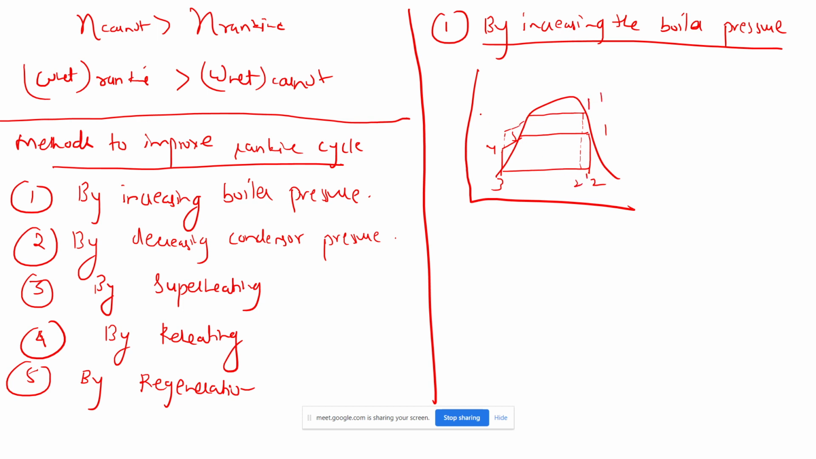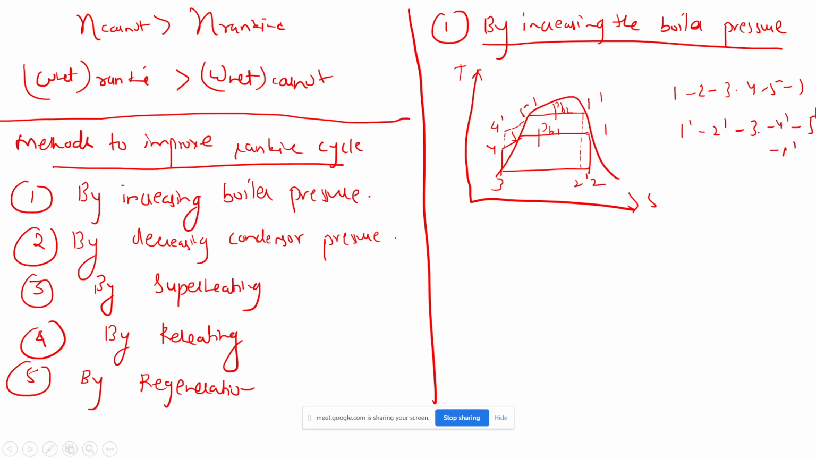1 dash, 2 dash, 4 dash, 5 dash. So it is initial P1, it is P2. So you tell what will be the effect. So what you can see from the diagram, the T-S curve. This is our first cycle, 1, 2, 3, 4, 5, 1. And this is our new cycle with pressure P2, higher pressure: 1 dash, 2 dash, 3, 4 dash, 5 dash, and then again 1 dash.